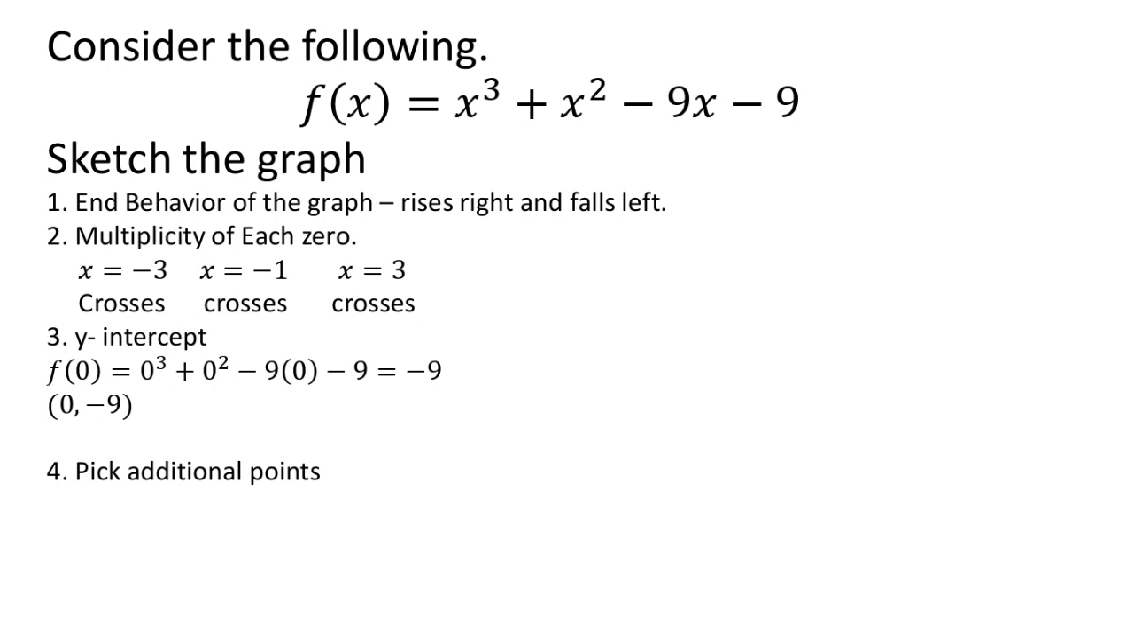Then we want to look at the y-intercept. To find the y-intercept, you let x equal 0 and plug it in, right? Plug in 0 for all your x's, and we get -9. Then the last step is to pick additional points. First thing, plot your zeros.